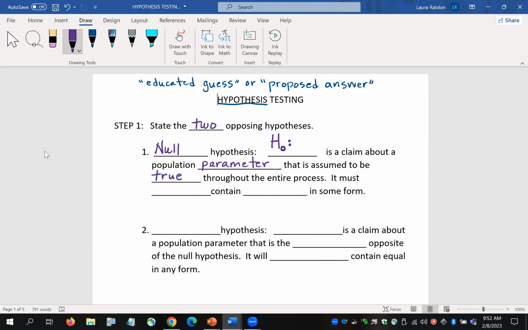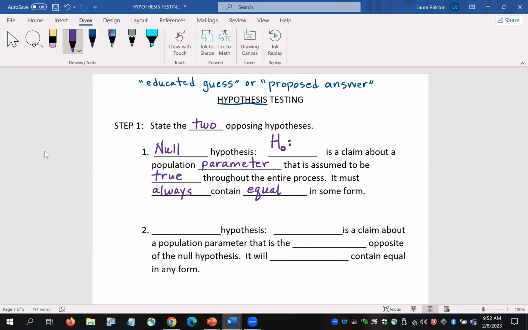throughout the entire process. It must always contain equal in some form.